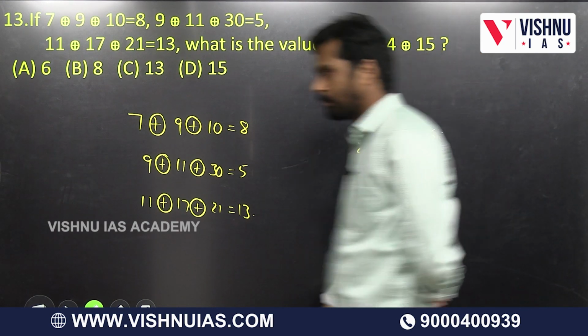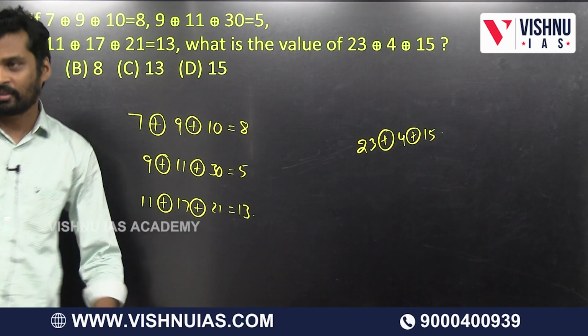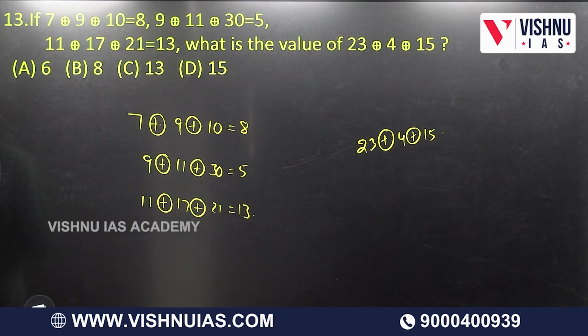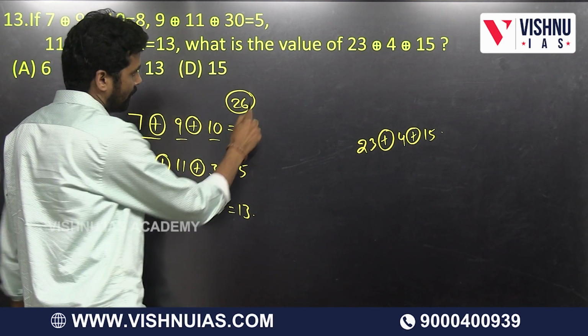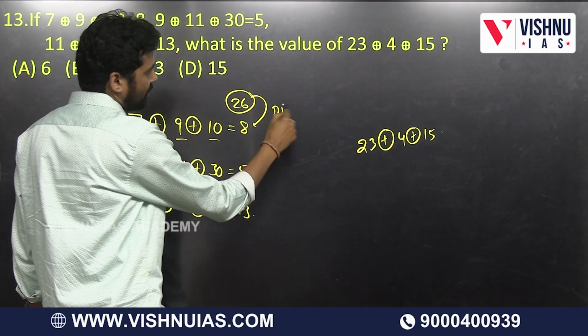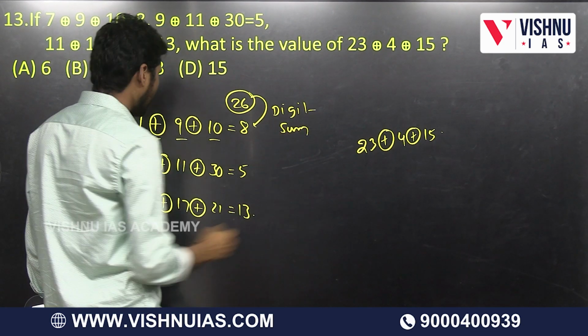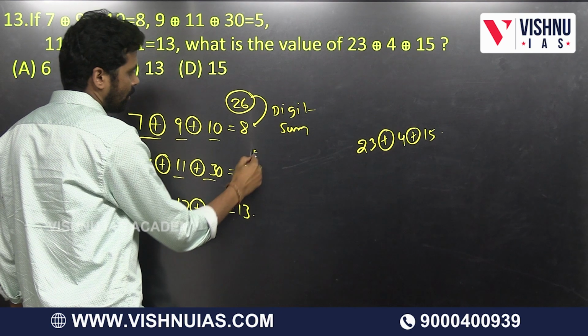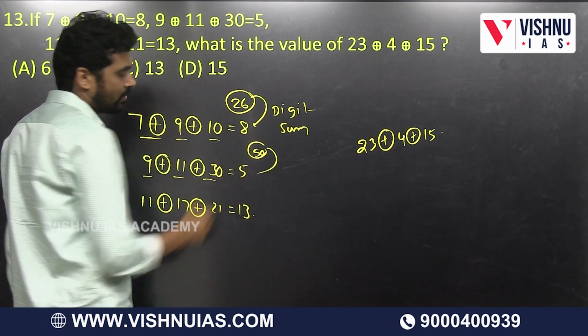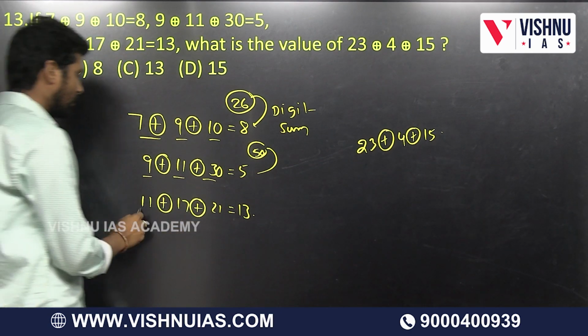So what logic are we applying? Okay, this is related to the digit sum. You can use the digit sum. Still 7, 9, 10, 26, right? So if you add these numbers, you will get 26. 2 plus 6, if you take the digit sum, what? 8. And 9, 11, 30. So 20 plus 30 is what? 50. So again 5 plus 0, the digit sum is what? 5.